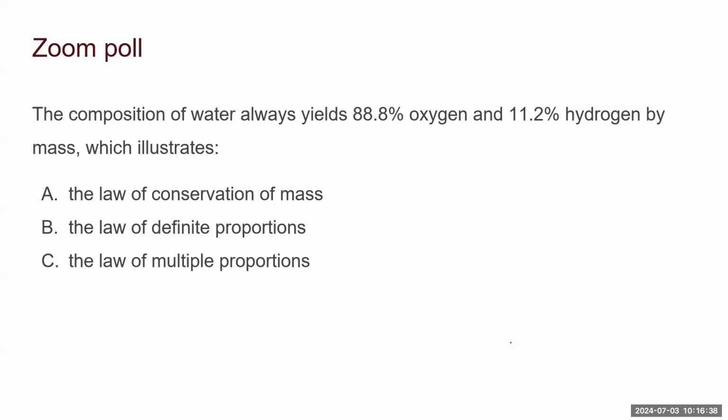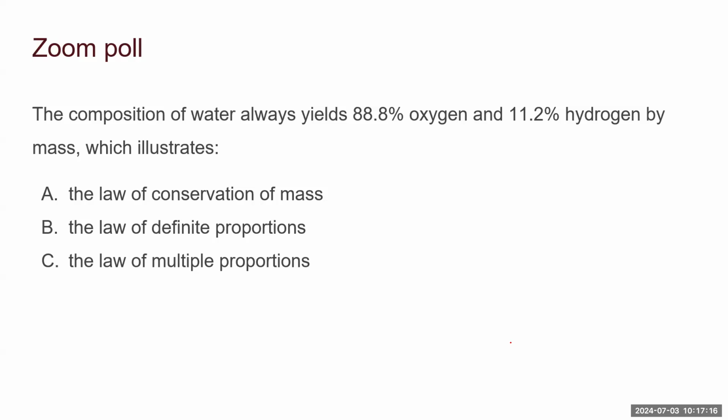Now, if you think that it is A, the law of conservation of mass, put your right hand up. If you think that it's C, the law of multiple proportions, put your left hand up. If you think that it's B, the law of definite proportions, ride the roller coaster of excitement by putting both hands up. So on 3, after I read the question, 88.8% oxygen, 11.2% hydrogen, that's the composition of water. 3, 2, 1.